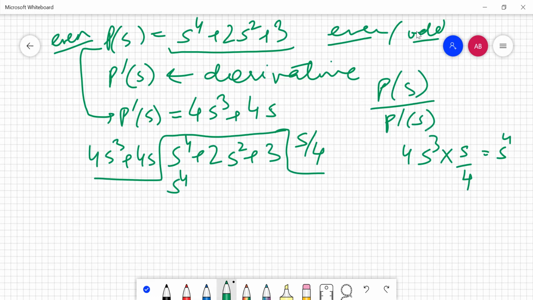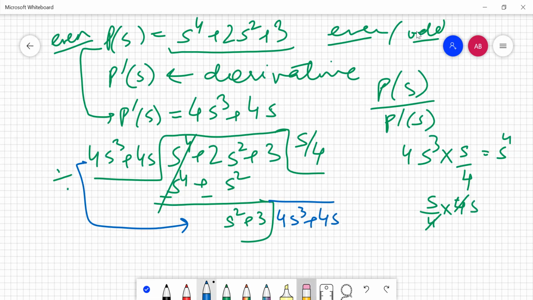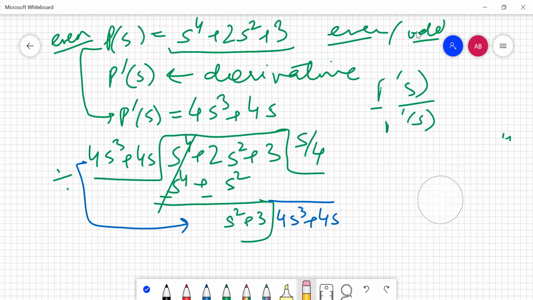Now you are going to multiply 4s with this, so you get s^2 here. Now you are going to subtract them. This gets cancelled out and here you get s^2 + 3. Again, you divided in the first step, and in the second step this portion is going to get divided itself. So here it will be 4s^3 + 4s.